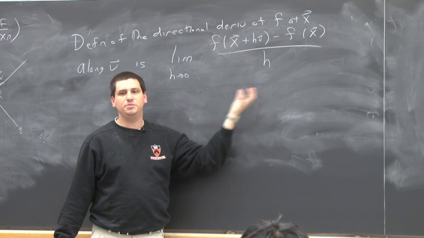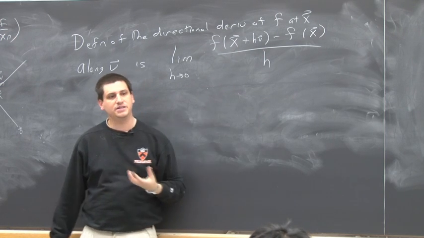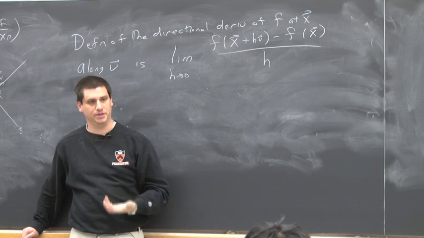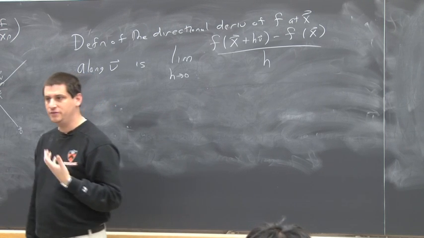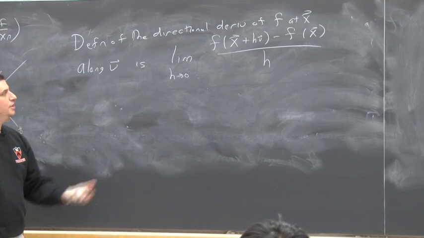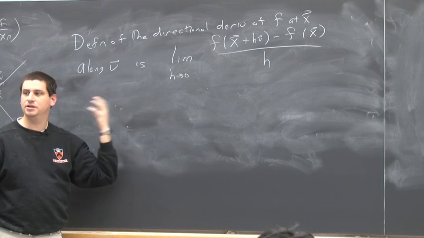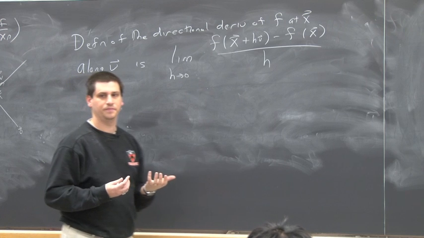Why is this a reasonable thing to do? Well, if you think back to Calc 1, how do we find derivatives? We define derivatives through limits. The definition of a derivative fundamentally involves a limit. So if I'm talking about a directional derivative, I should have a limit coming in part of the definition.